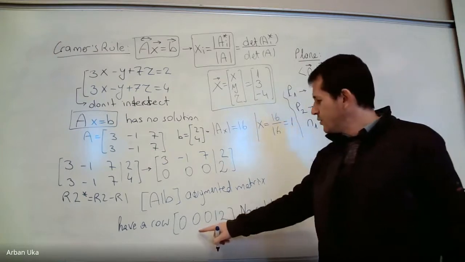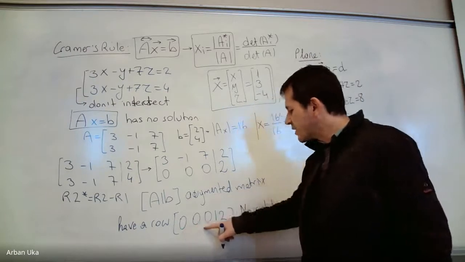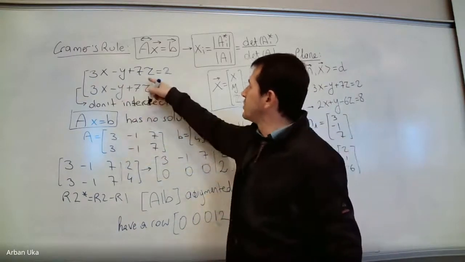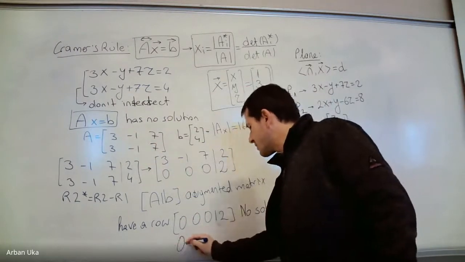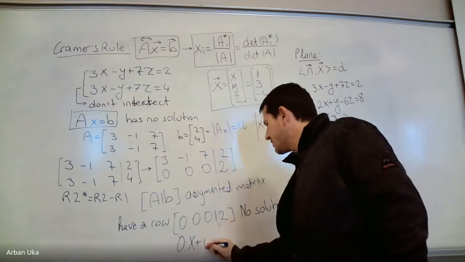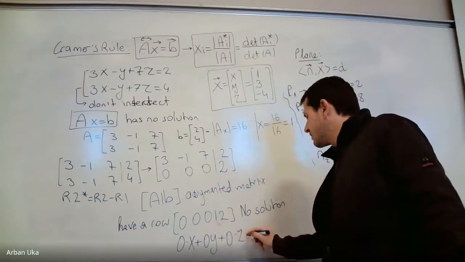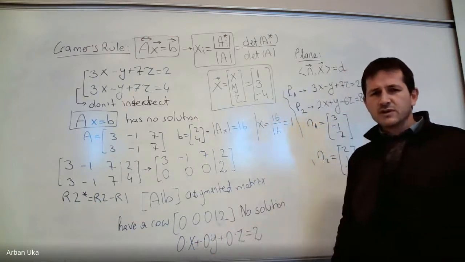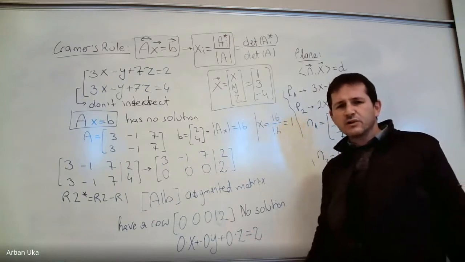Because how do we read this equation? These are coefficients, right? This was 3, minus 1, 7. Now this becomes 0 times x plus 0 times y plus 0 times z, equal to 2. Now find me a value of x, y, and z that satisfies this condition. I believe no one can do that.